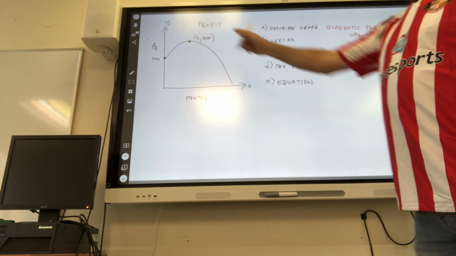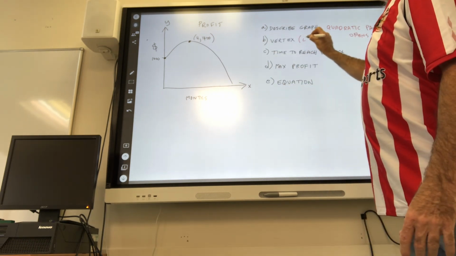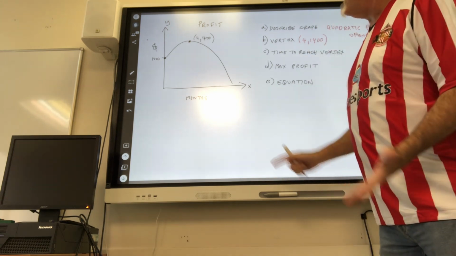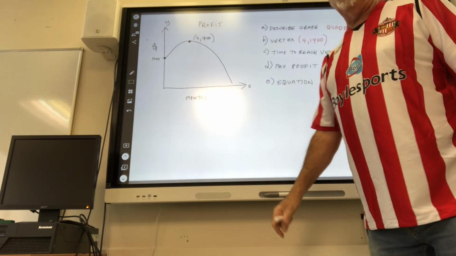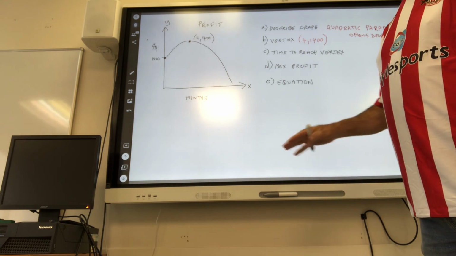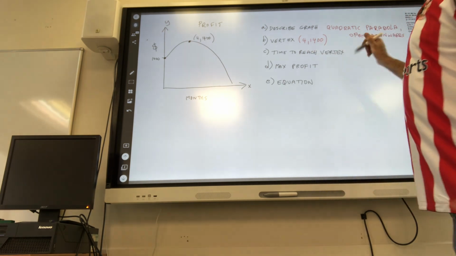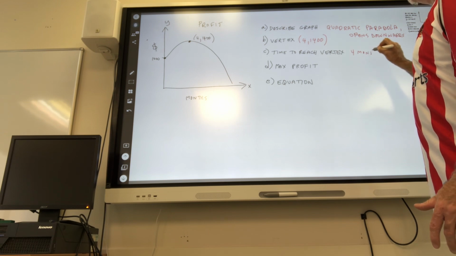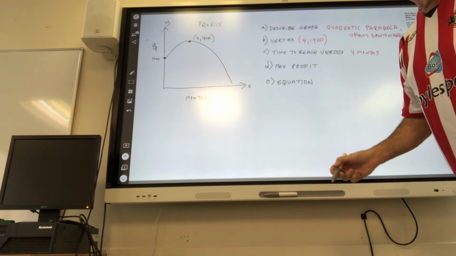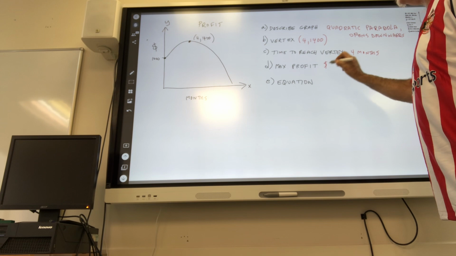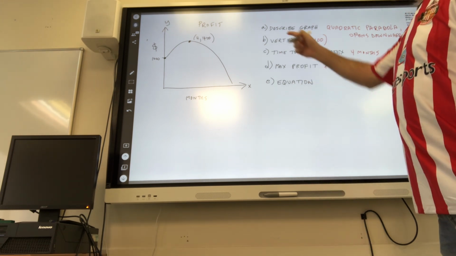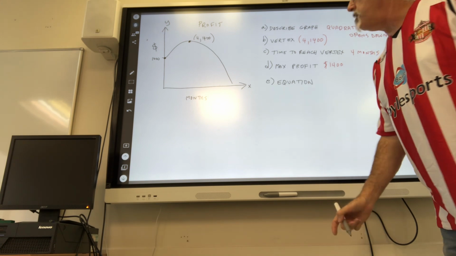The vertex is the highest point, so it is the (4, 1400). And what that means is after 4 months, there is $1,400 profit. And that's the highest amount of profit. Time to reach the vertex is the 4 months. Max profit is the $1,400. So you can see that questions C and D taken together are really asking the same thing as question B.